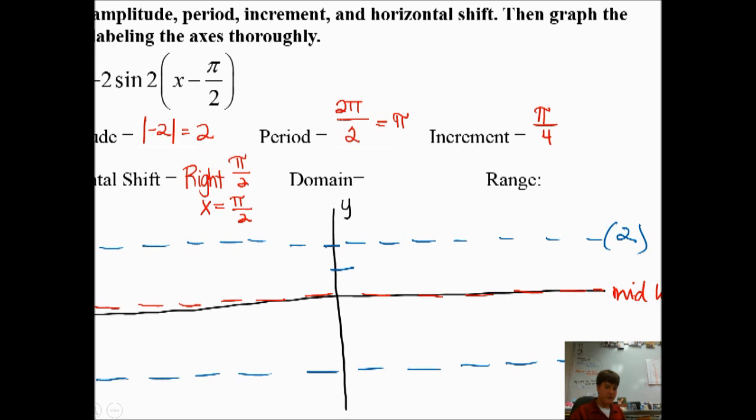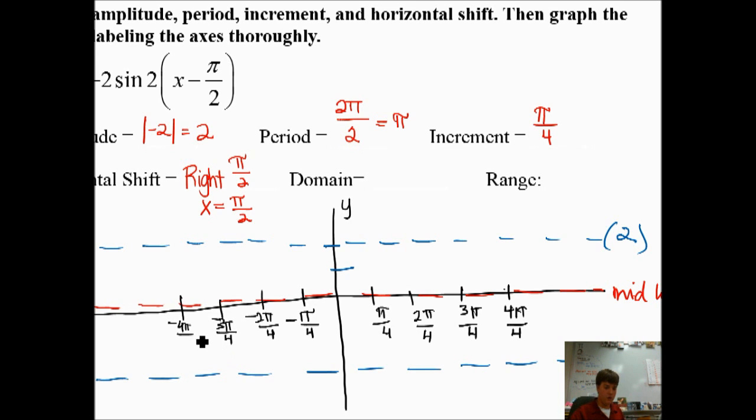Now what do we do? Now let's put in the increments on there. Okay, we got pi over 4, 2 pi over 4, 3 pi over 4, and 4 pi over 4. You know, let's put it on the other side. Let's do negative pi over 4, negative 2 pi over 4, negative 3 pi over 4, and negative 4 pi over 4.